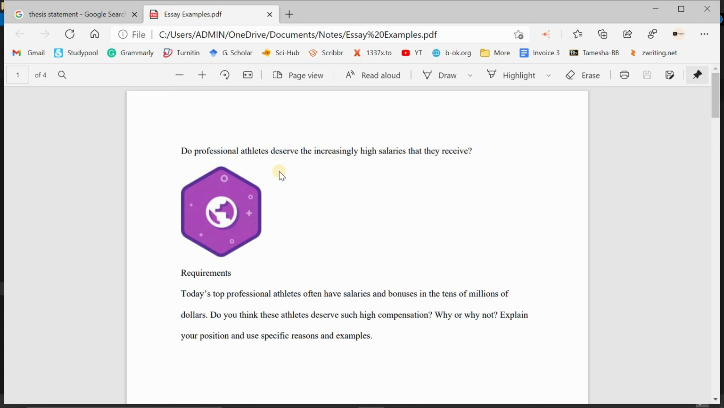So I've introduced the interesting statistic, and I've offered a little bit of background information on the topic, and then I picked my position that I agree that they should be paid more. And then I've identified at least three reasons. So the body now will focus on explaining the three reasons that I've identified in my thesis statement, plus any other reasons that I might have that I did not include in my thesis statement. So this is an essay, and we say it's an essay because you can see it's a dominant idea, just one idea about athletes and high salaries. So of course it's one idea, and then an essay.